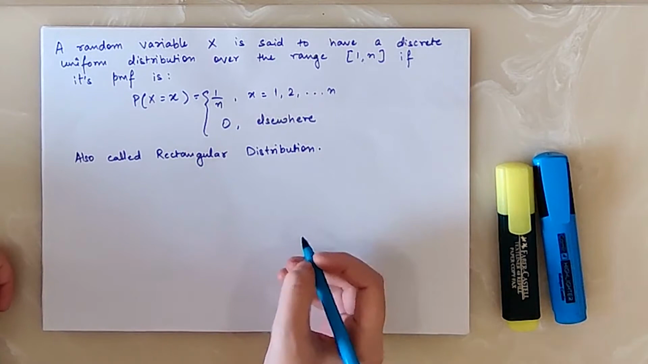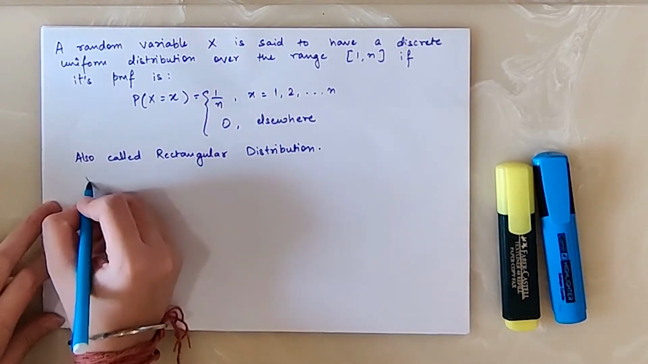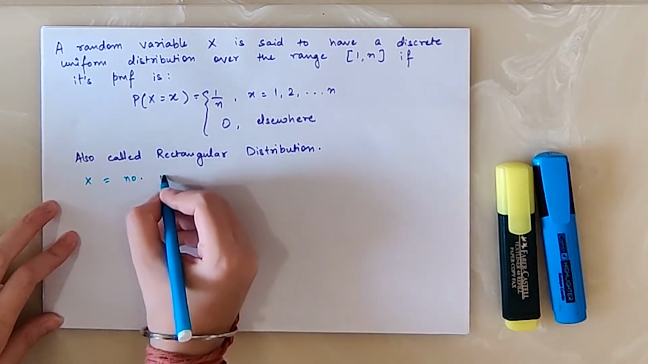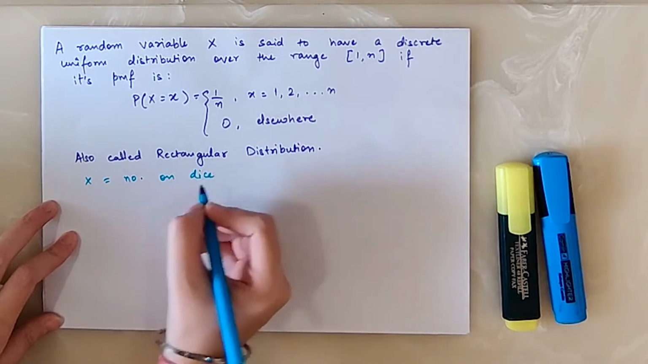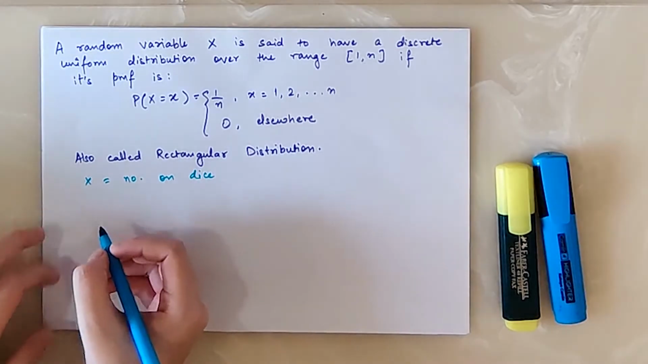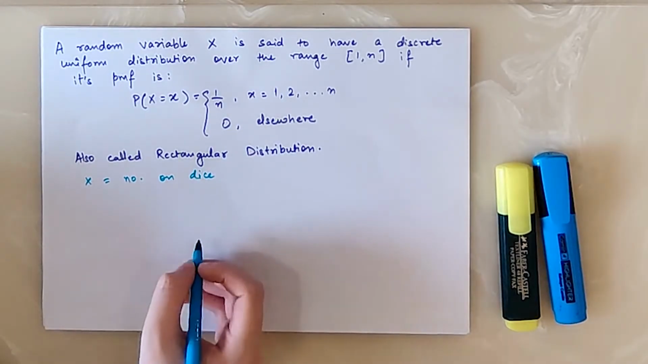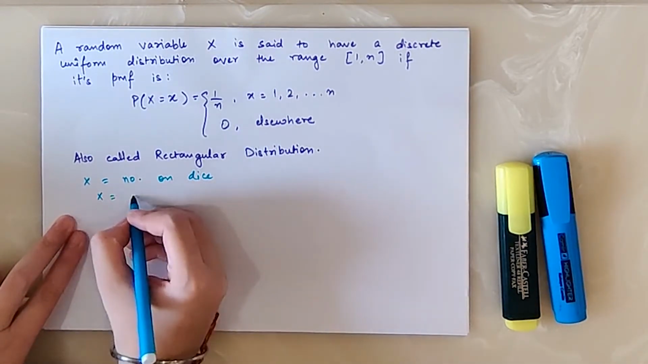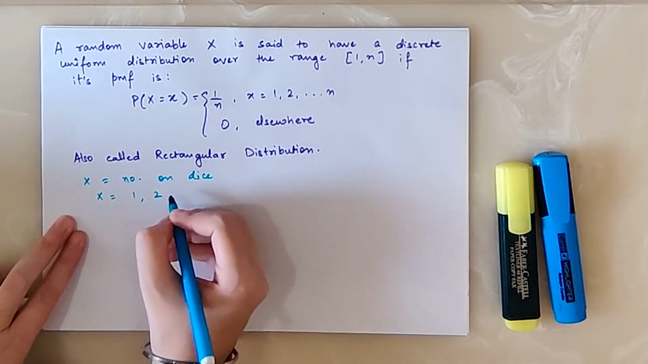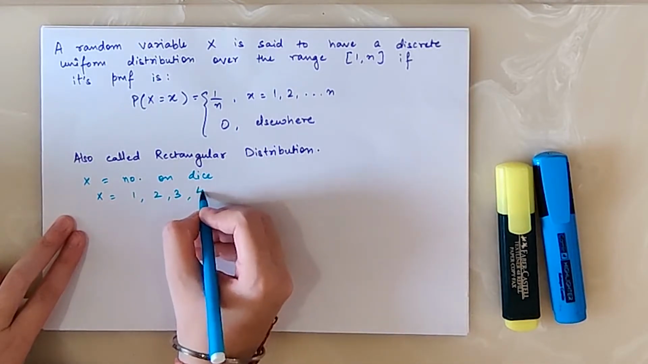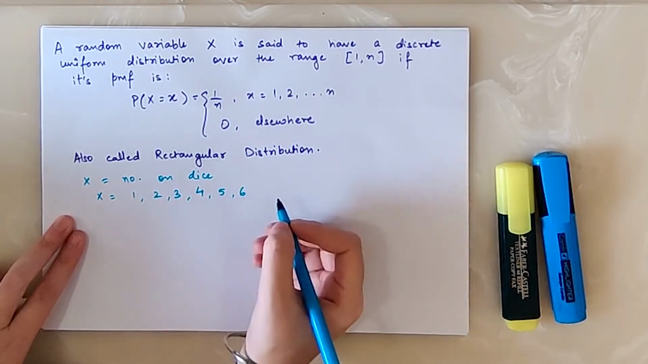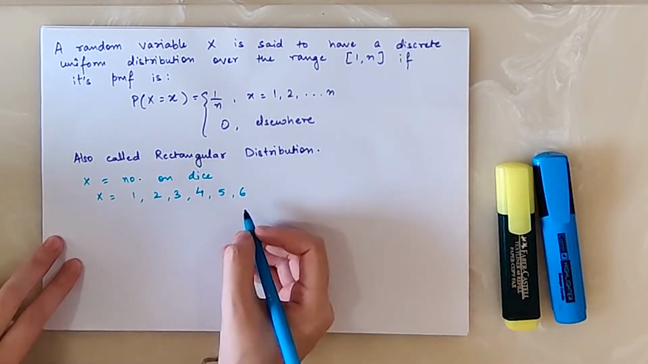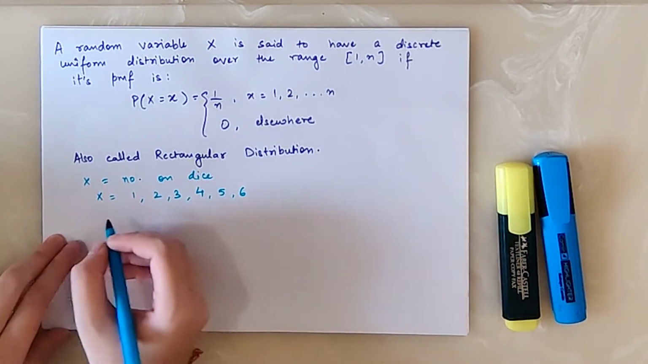Consider an experiment where we roll a fair dice. Now let X be the number on the dice. What is the sample space of X? That is, the possible values of X are X = 1, 2, 3, 4, 5 or 6. Now let's calculate the probabilities associated with X.